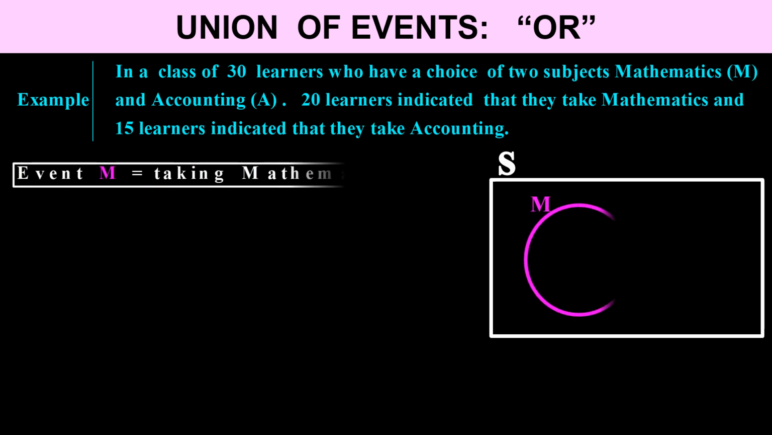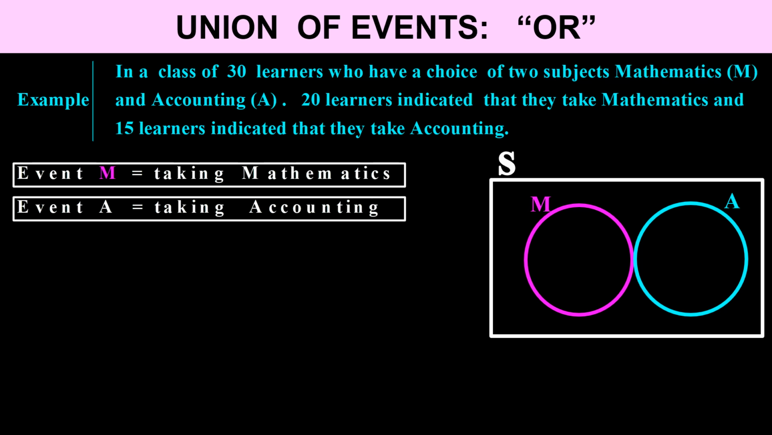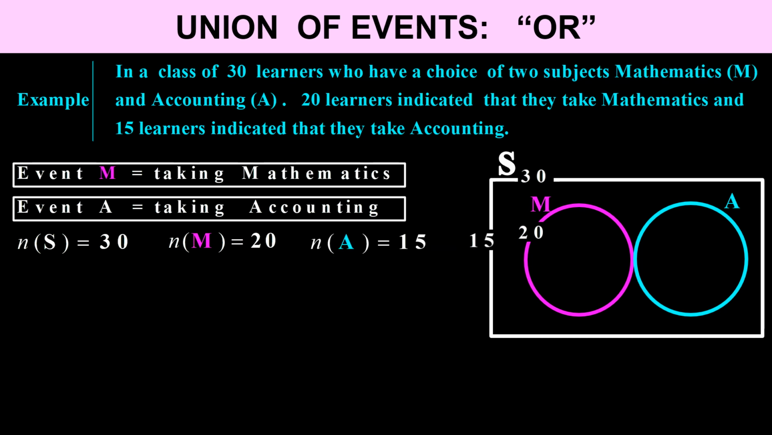And then the event M is the event of taking mathematics. That's represented by that magenta circle. And the event A, taking accounting, is represented with the aqua blue. Now there are 30 learners in the class, so that's where the 30 goes. That's the total number of learners in the class. And the number of learners who take mathematics is 20, so that goes to the mathematics learners, and 15 take accounting, so let's place the 15 there.